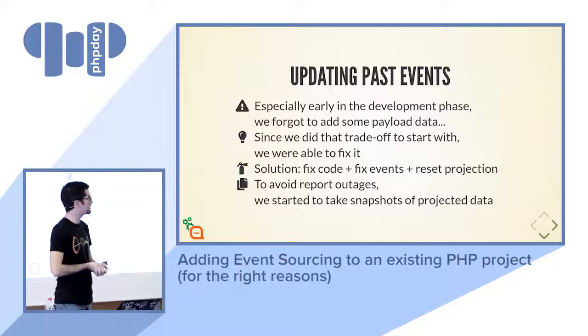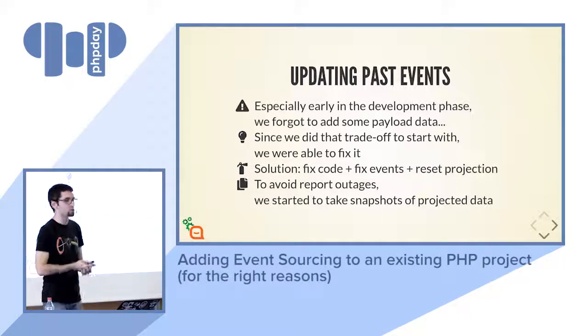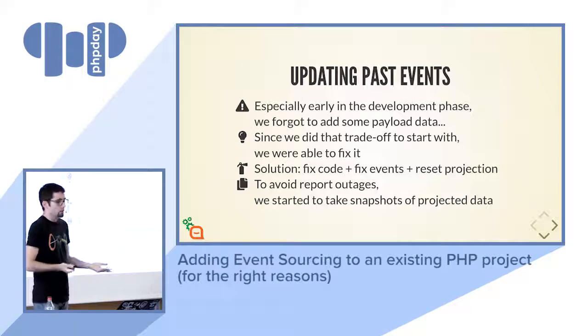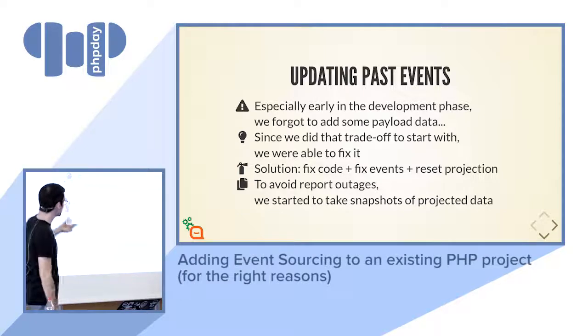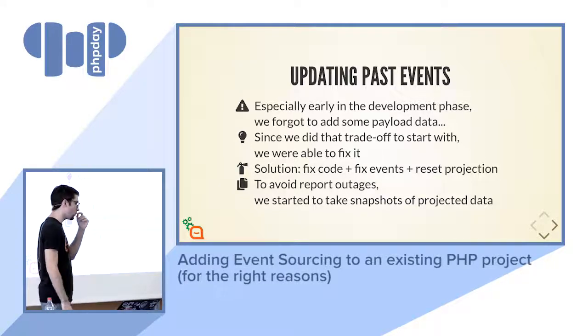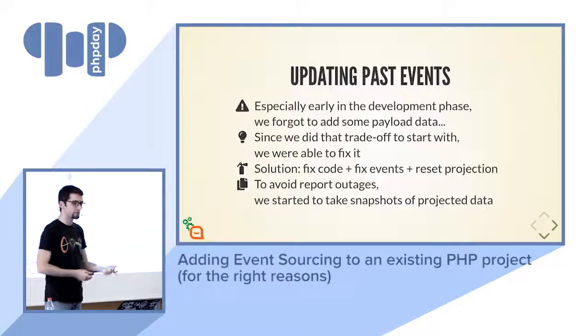The other problem that we had was updating past events. It's another thing that you shouldn't do because, as I said, events should be immutable. You shouldn't change them. But especially from the start, we found some issues because we were inexperienced. And so we found, oh, we forgot to add an information. But since we made that trade-off from the start, the fix was easier. We just needed to fix the code that wrote down the events, fix the events, so we basically deleted them, rewrote them from the start in the past, and reset the projection. Obviously, we had to avoid report outages because in the meantime data was not being completed at runtime, so we had to take a snapshot of the projected data.